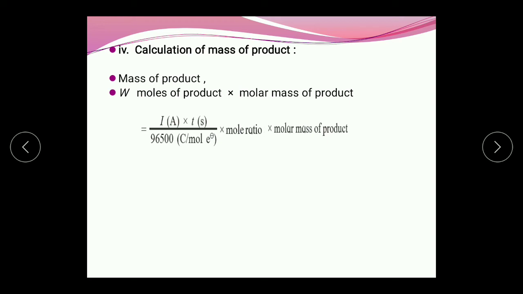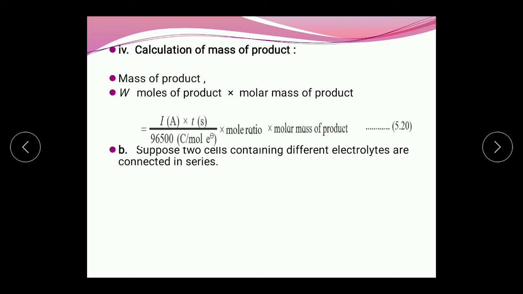Now, one more thing we are going to calculate. This formula is basically for the electrolysis of an electrolyte, and from that we can calculate the mass of the product formed. Now, the second aspect of electrolysis: suppose two cells containing different electrolytes are connected in series.